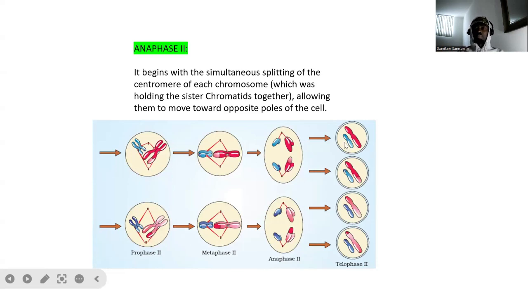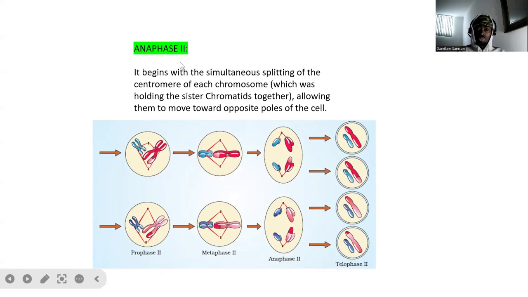Remember that at the end of meiosis 1, you already have two daughter cells produced. Now, each of the daughter cells will undergo the second meiosis, which will now form 1, 2, 3, and 4. And that's what I said from the beginning, that here now you have 4 daughter cells being produced instead of 2 daughter cells being produced under mitosis.